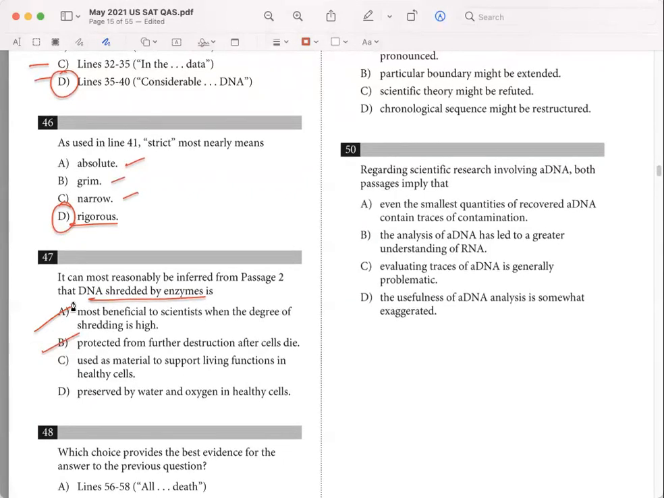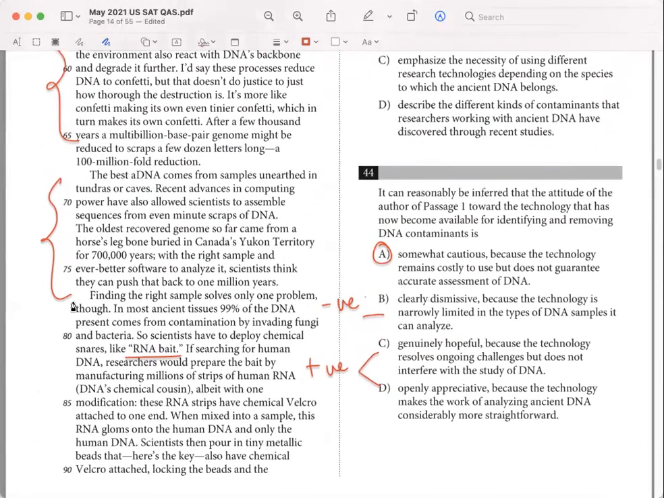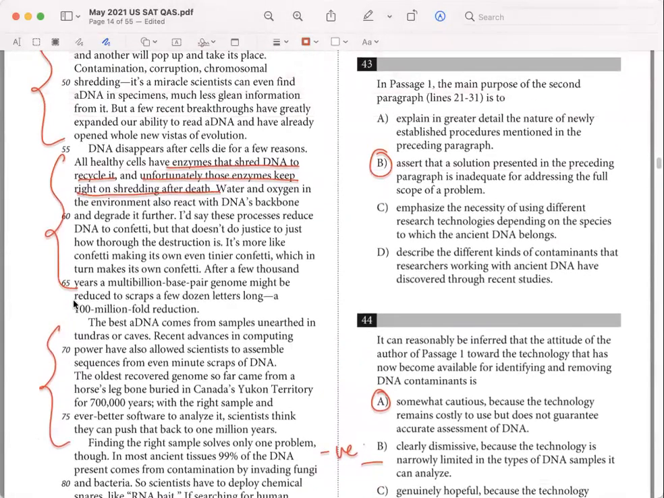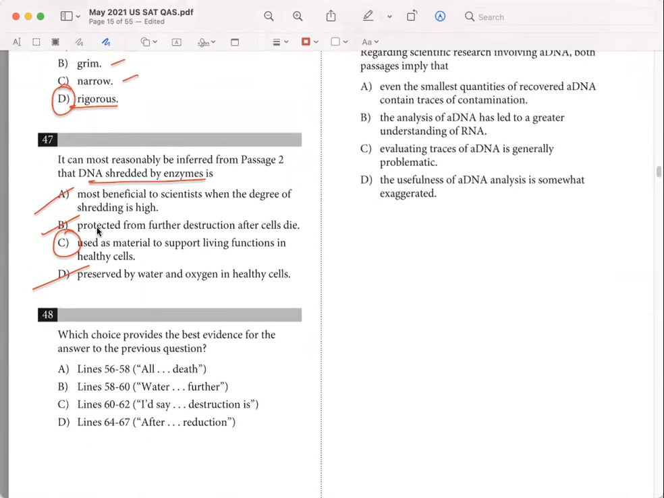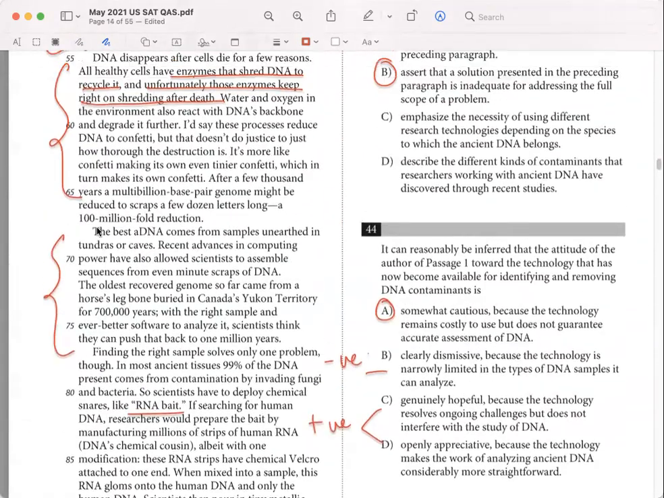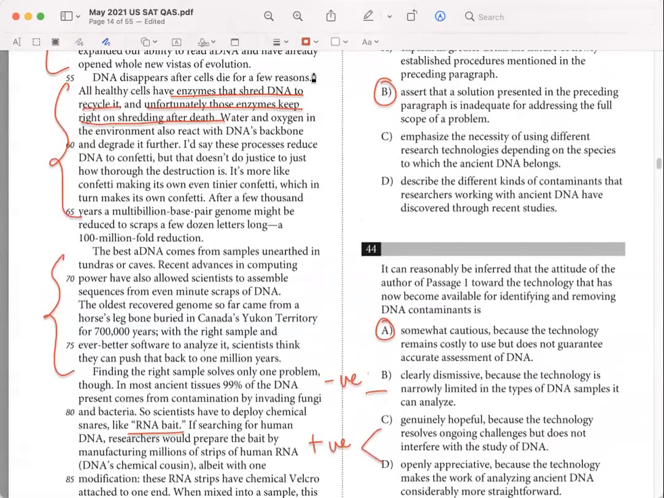DNA shredded by enzymes is used as material to support living functions in healthy cells. Yeah, to recycle it, right? So C is a good answer. Oxygen and water are referred to in the context of contamination, so that's not correct. So DNA shredded by enzymes is used as material to support living functions. That comes from here. All healthy cells have enzymes that shred DNA to recycle it, right?